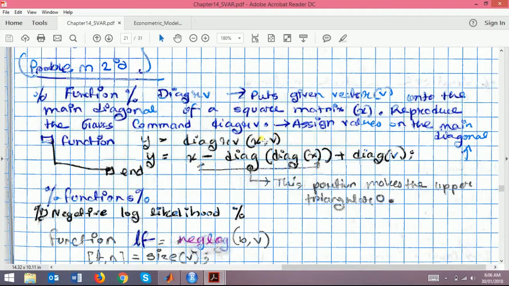So vector x will be assigned on the diagonals of v. So x minus diagonal of x plus diagonal of v, diagonal of x plus v. This portion is making the upper triangular 0, and x minus is giving you the position being placed. So to be straightforward with this equation, you have your matrix placed, your vector placed on the diagonal elements of V. That's all.